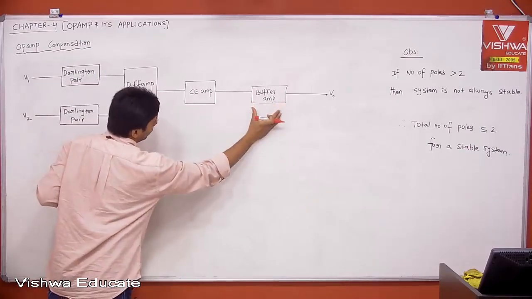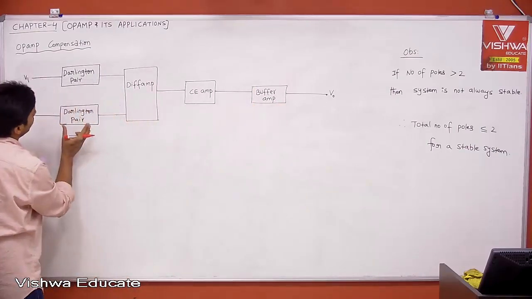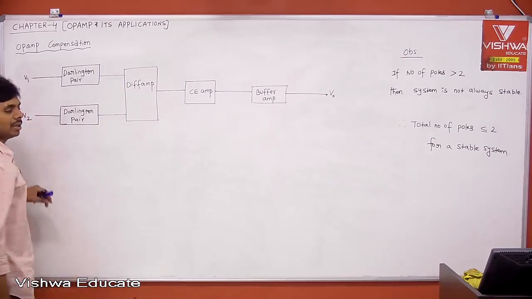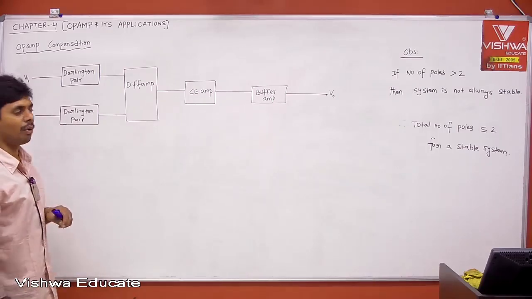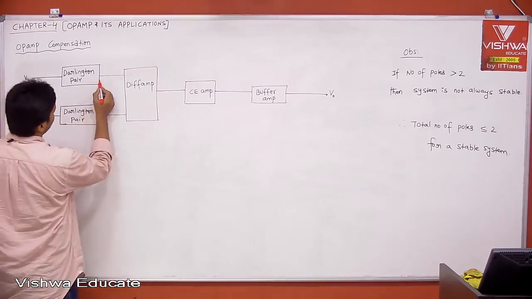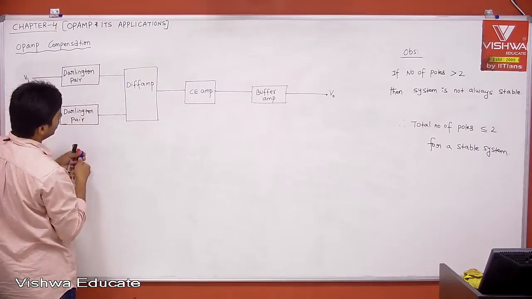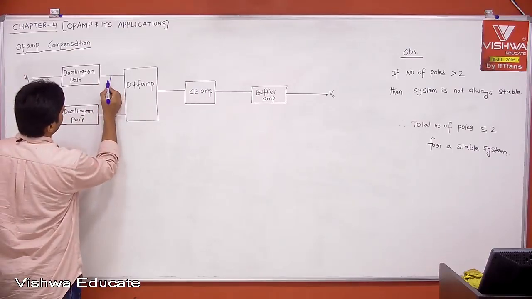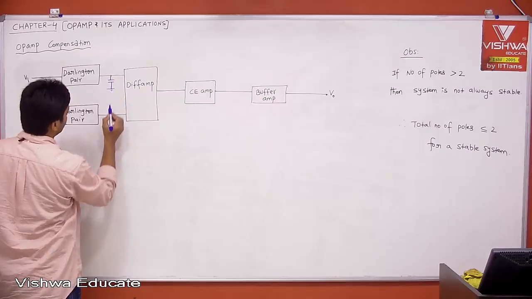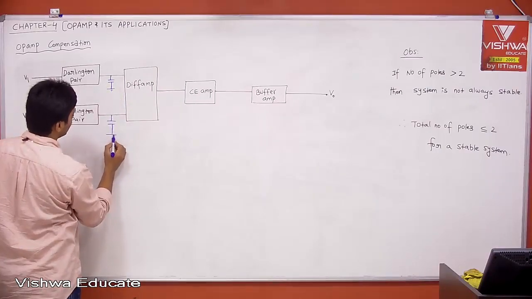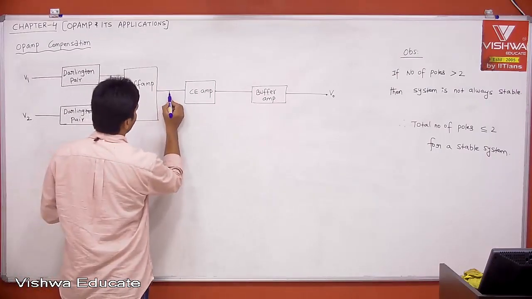The pole whatever you get from the buffer amplifier, the pole whatever you get from the Darlington pair can be neglected. Why? Tell me. Each stage is having some capacitance. This is also having some capacitance, right? And this is also having some capacitance.